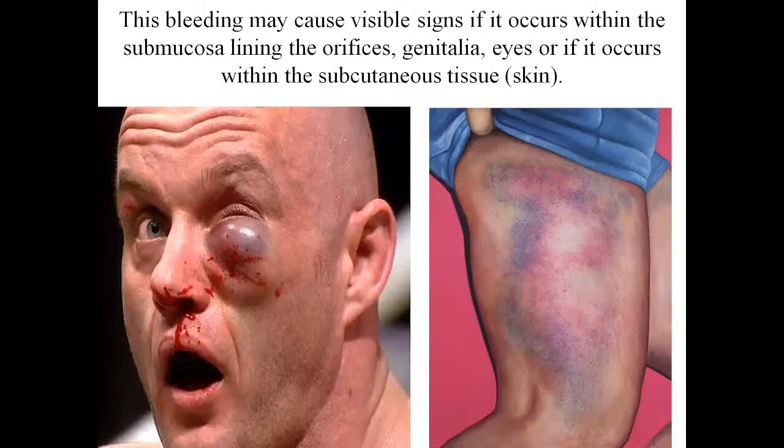This bleeding may cause visible signs if it occurs within the submucous lining of an orifice, genitalia, or if it occurs within the subcutaneous tissue. And here you can see a hematoma from the orbital space. And this you can see the bruise. It's bleeding inside the soft tissue.